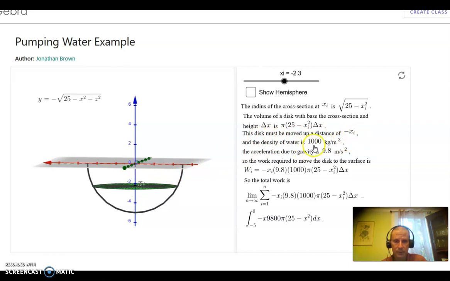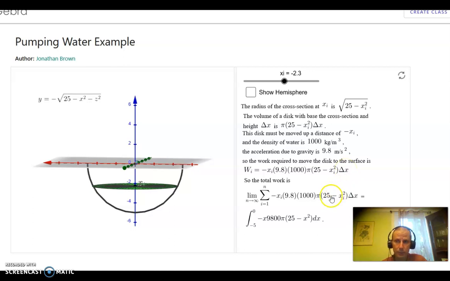Now, using that the density of water is 1,000 kilograms per meter cubed and the acceleration due to gravity is 9.8 meters per second squared, then minus xi is the distance we're going to have to pump this cylinder out, whereas the force is going to be the acceleration times the mass, and the mass is 1,000 times the volume because the density was 1,000. So overall, we get that the work to pump one of those disks out will be minus xi times 9.8 times 1,000 times pi times 25 minus xi squared times delta x.